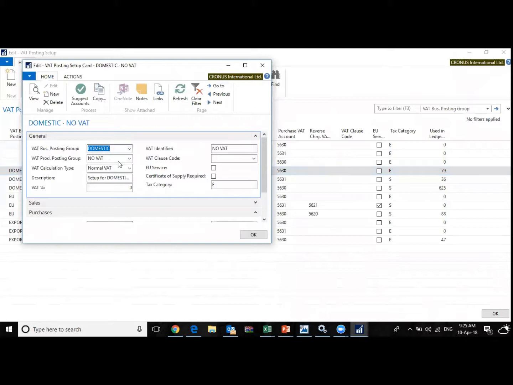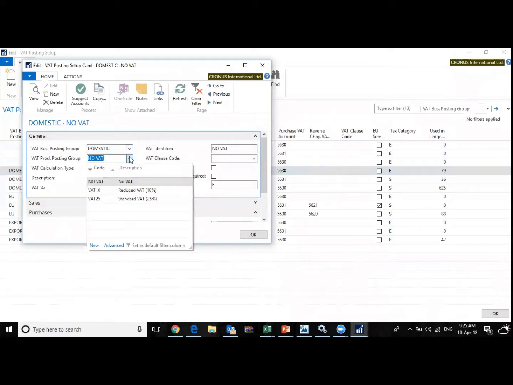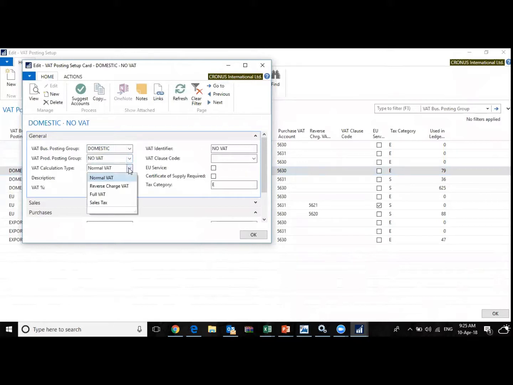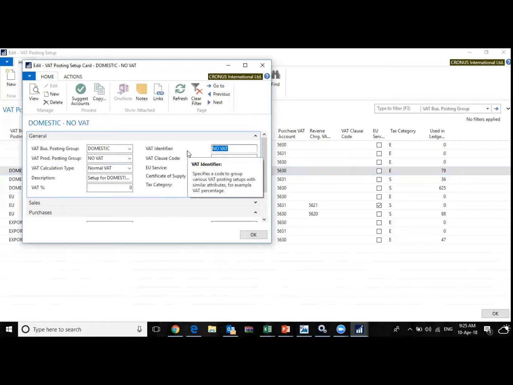Okay, here the VAT posting setup card, and here is where you define different parameters. So here you're going to choose that if my VAT business posting group is domestic and my VAT product posting group is no VAT, then this is going to be a normal VAT. So we're just going to give it a normal VAT because we need to attach a calculation type, and the VAT identifier is what is going to be printed on the reports. So the VAT identifier should be specific to each VAT setup. Okay, and down here you see that the VAT percentage is 0%.